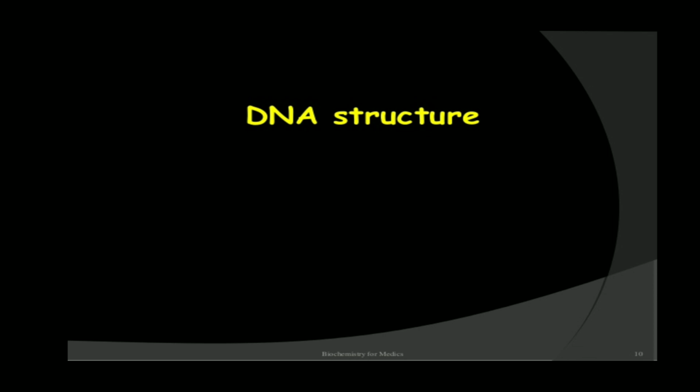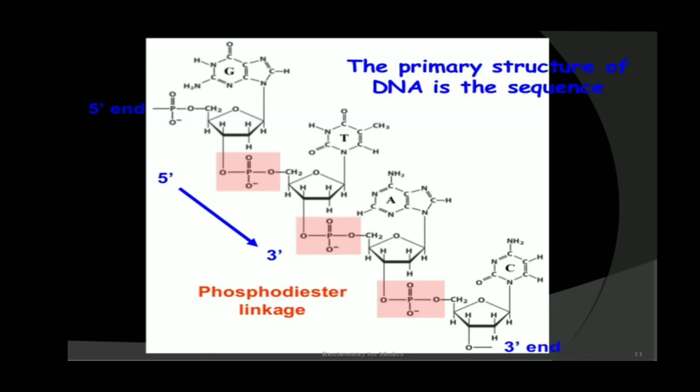The two polynucleotide strands are held together by hydrogen bonds, as you know very well, between the specific pairs of purines and pyrimidines. So here you can see the primary structure of this DNA having these sequences. Here you can see the 5' end and the 3' end. This 5' to 3' direction shows the linkage between these nucleotides.